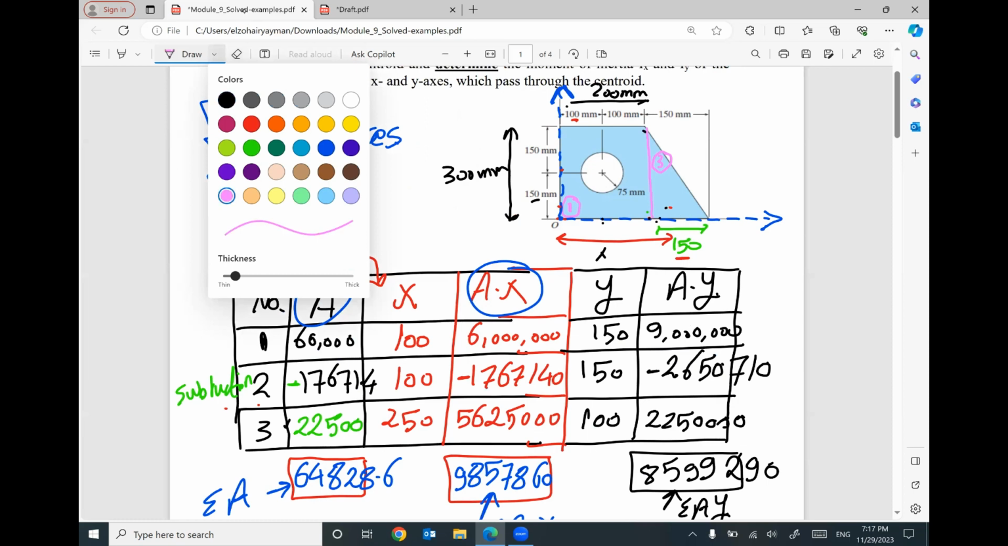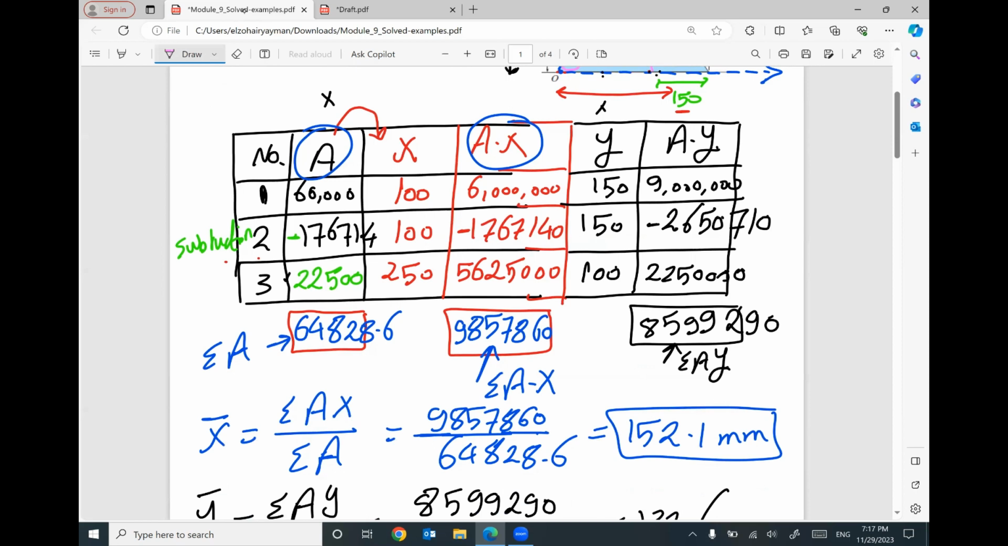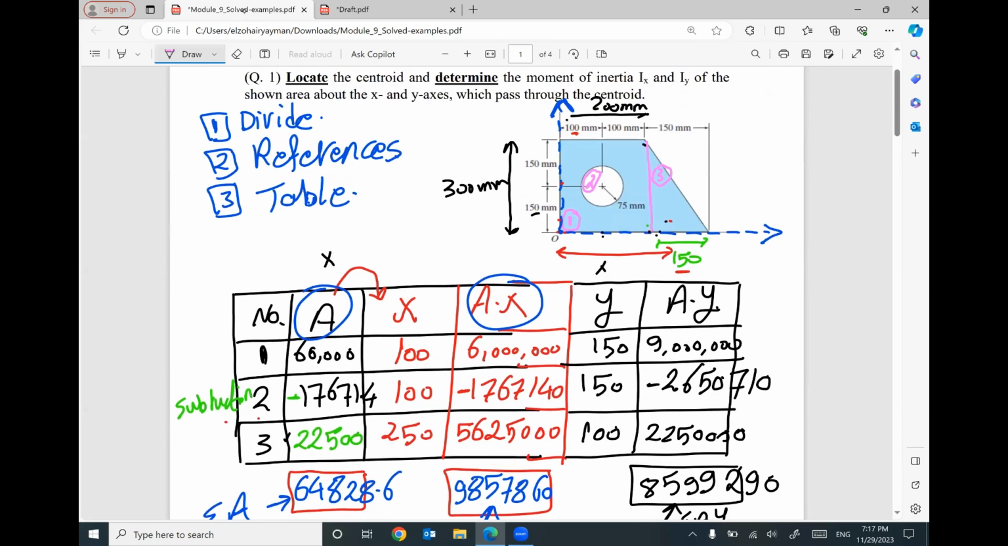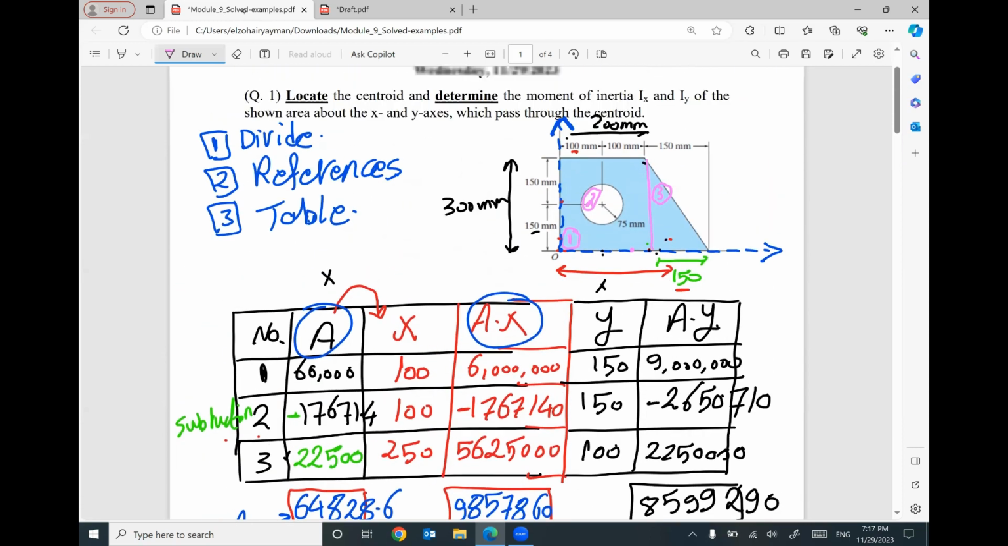This is part number 2. So I need to move horizontally 152. From the origin, I will move horizontally 152. Looks like I will reach here. And then I will move vertically 132. If you move vertically 132, looks like you will be here. This is the centroid for the given area.